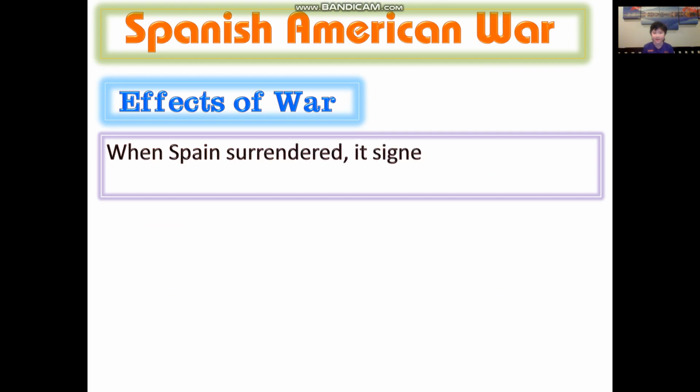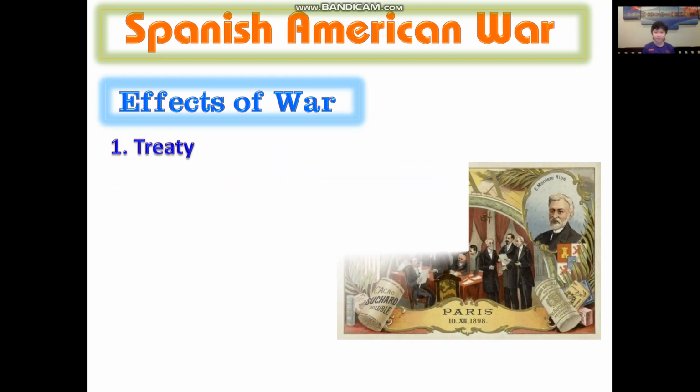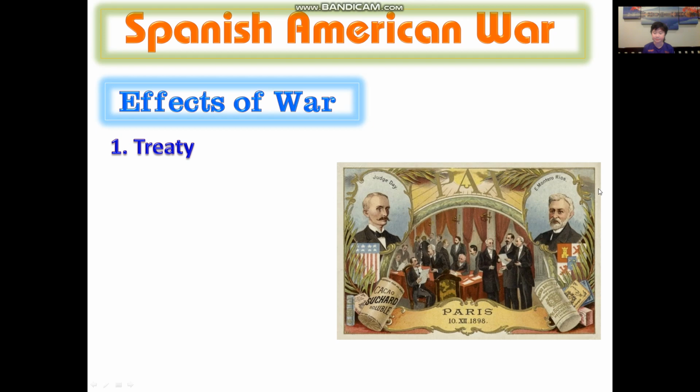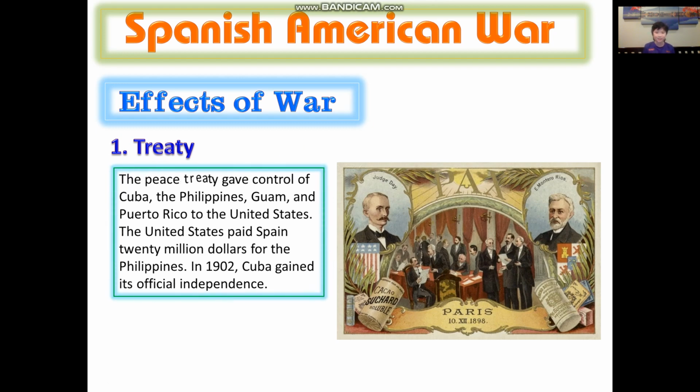When Spain surrendered, it signed a peace treaty with the United States. Wait, treaty? Number 1, treaty. Take a look at this picture. It's in Paris. October 12th, 1898. That was from a long time ago. The peace treaty gave control of Cuba, the Philippines, Guam, and Puerto Rico to the United States. The United States paid Spain $20 million for the Philippines. In 1902, Cuba gained its official independence.